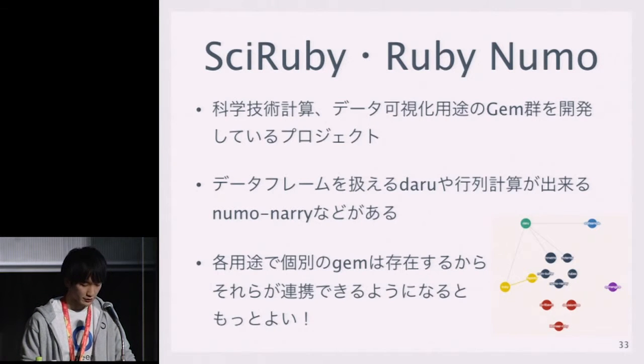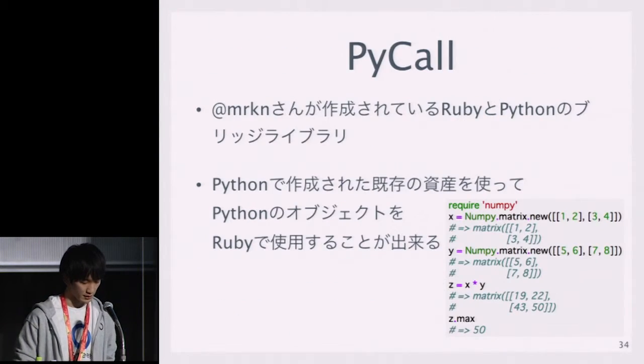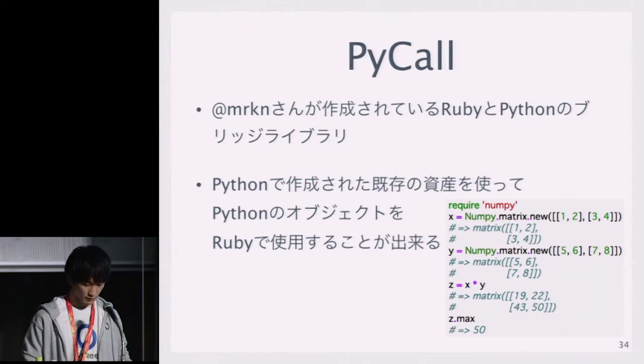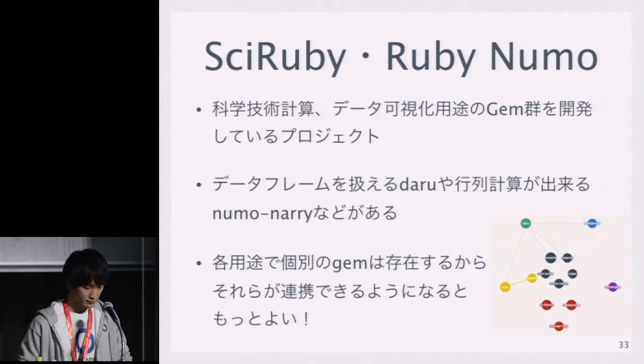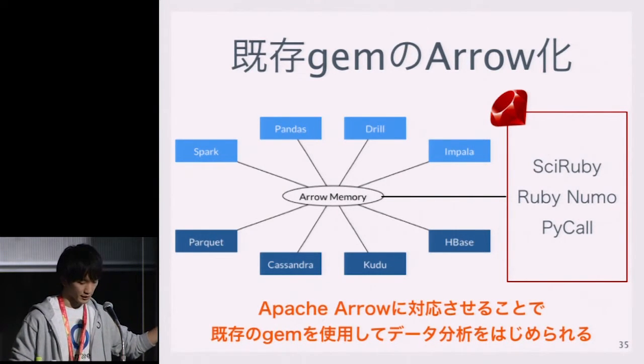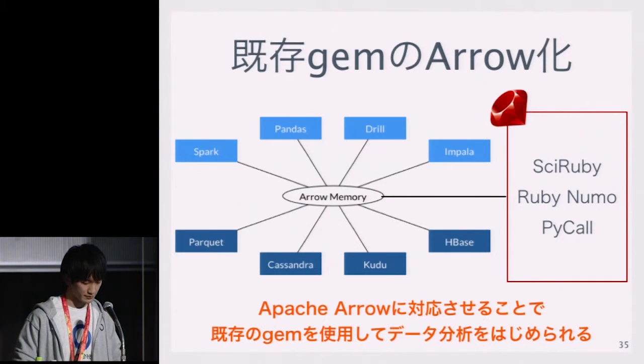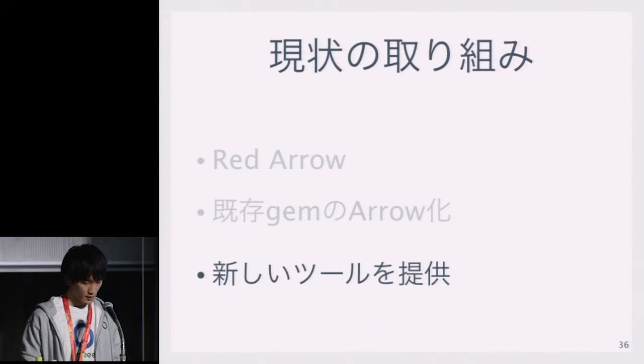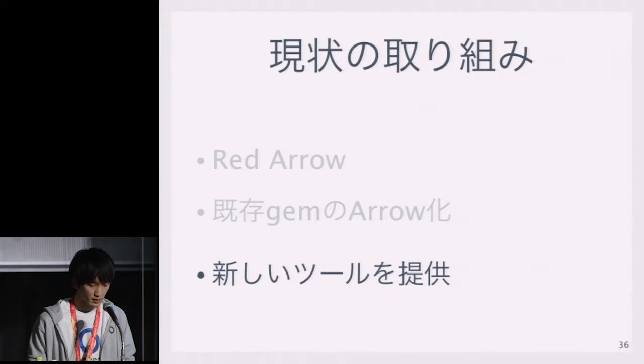There are such projects like Ruby Numo, and DAO, which can be used for data frames or Numo arrays. These individual gems exist, so we would like to coordinate them. And also Parquet, which was developed by Muraken-san. By making them work with Arrow, we can coordinate easily with big data projects. And thirdly, we want to propose or provide new tools.